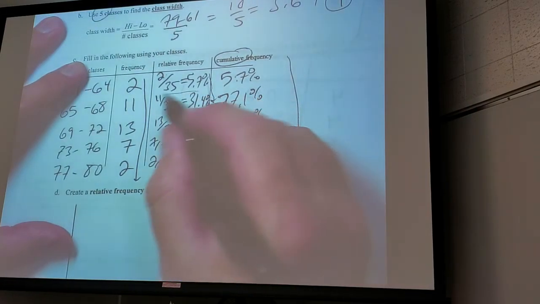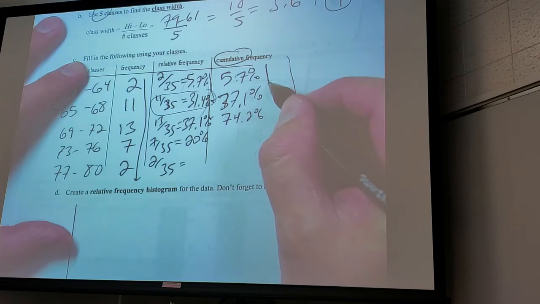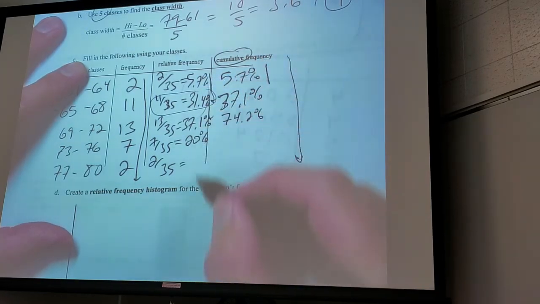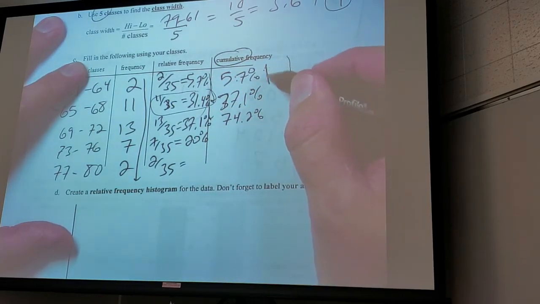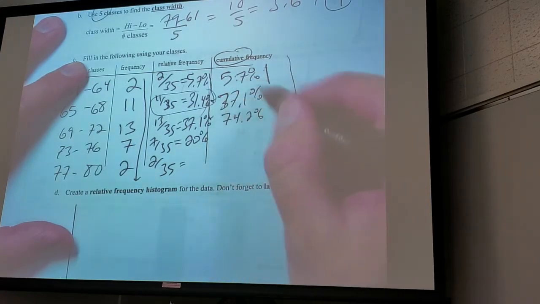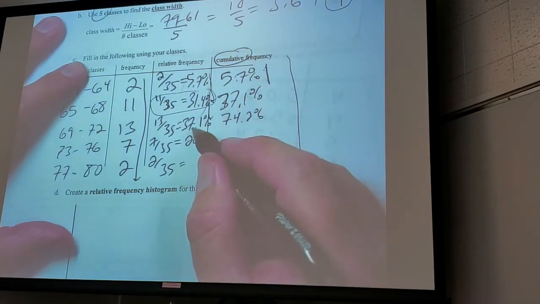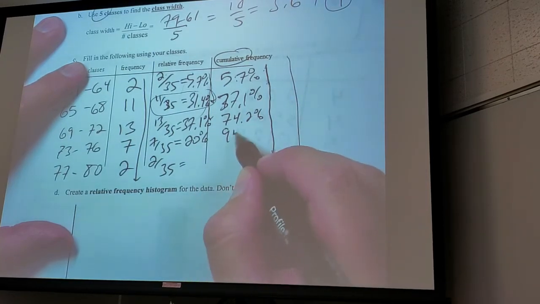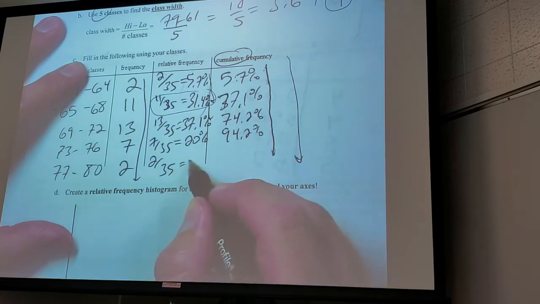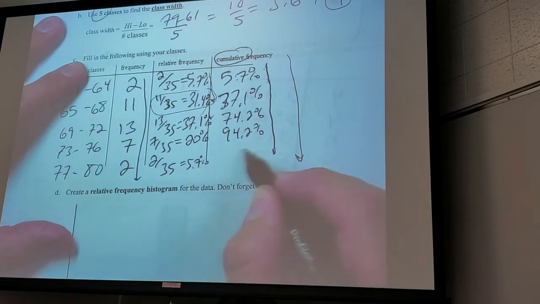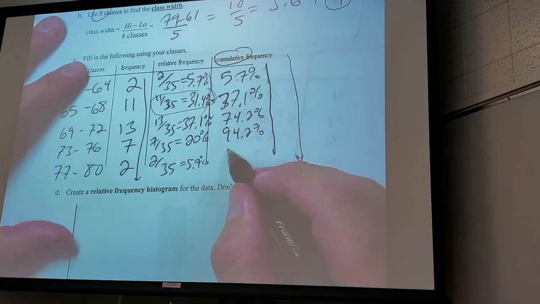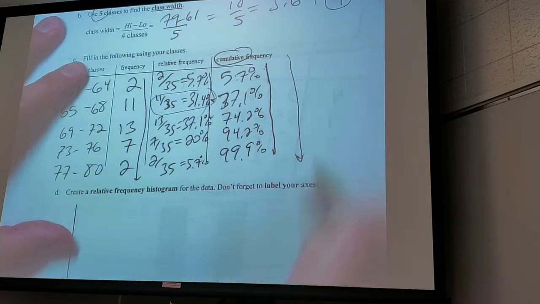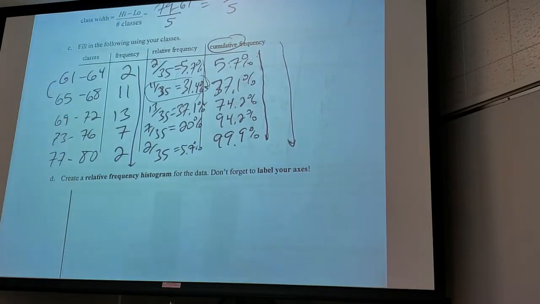This column accumulates the percentage as you go down. So I pick up 5.7, and then another 31.4, that's 37.1 total so far. I pick up another 37.1, that's 74.2. Another 20, that's 94.2. And I forgot to fill this in. Pick up another 5.7, and that's 99.9, which in my book is damn close. It's good for government work, which is what I did.